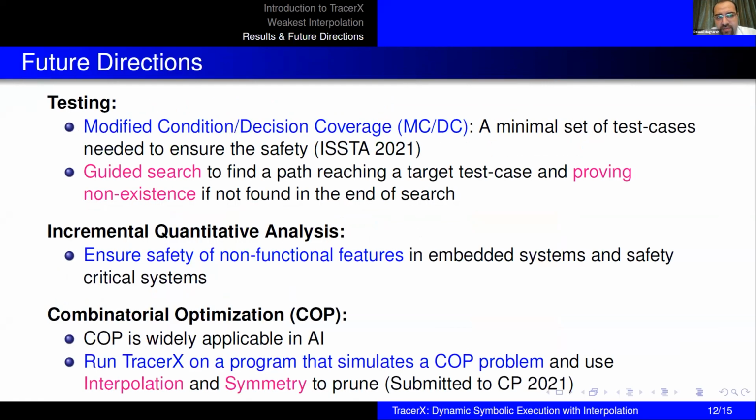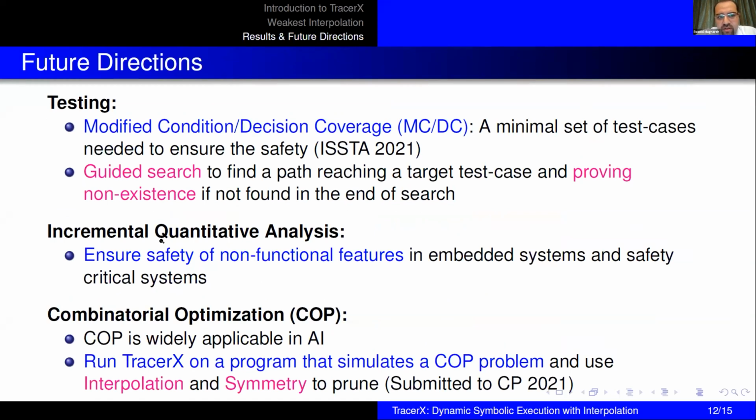Now, as future directions, we are working on 3 different aspects, in 3 different application areas where we are hoping to use TracerX. The first application area is testing. We have a recent paper on MCDC coverage, which is published in ISSTA 2021. I will refer you to that to have a look at it.